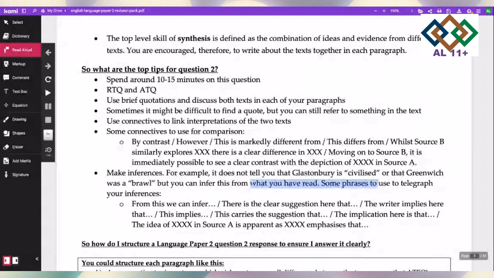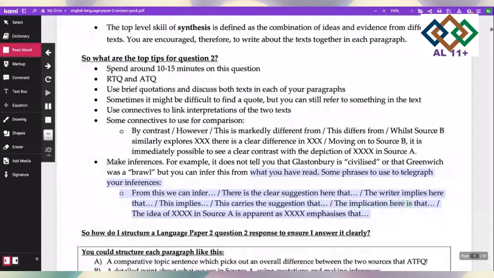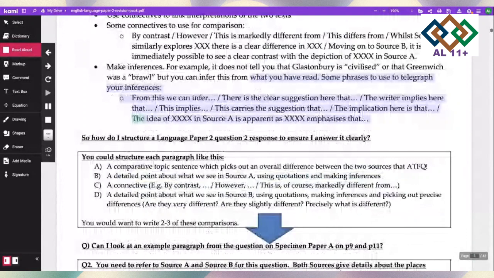Some phrases to use to telegraph your inferences: from this we can infer; there is the clear suggestion here that; the writer implies here that; this implies; this carries the suggestion that; the implication here is that; the idea of XXXX in source A is apparent as XXXX emphasizes that.